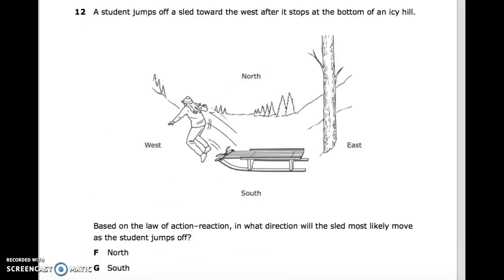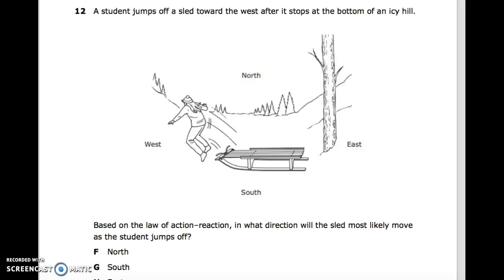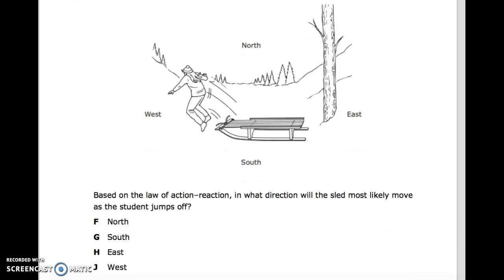12. A student jumps off a sled toward the west after it stops at the bottom of an icy hill. North, east, south, west. Based on the law of action-reaction, in what direction will the sled most likely move as the student jumps off? F. North, G. South, H. East, J. West.